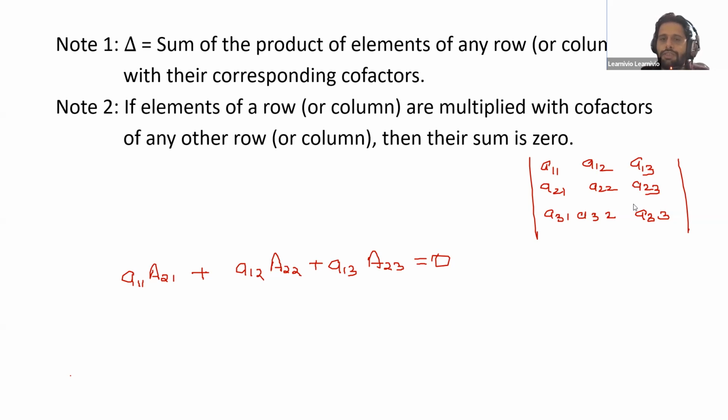Okay, so this note 2 is clear to everyone. We will take one more example. For example, if we have taken the second row A21, A22, A23, and if you multiply this with A11, A12, A13, and add it, okay, we have taken the elements of the second row, and we have multiplied this with the cofactors of the first row, then we will get a 0.